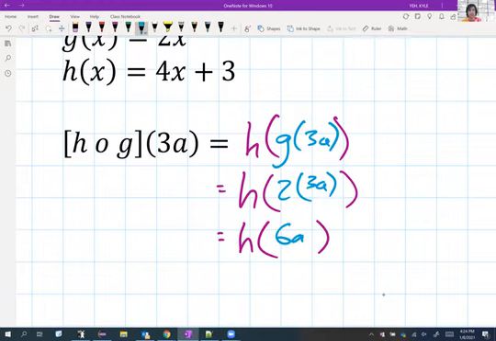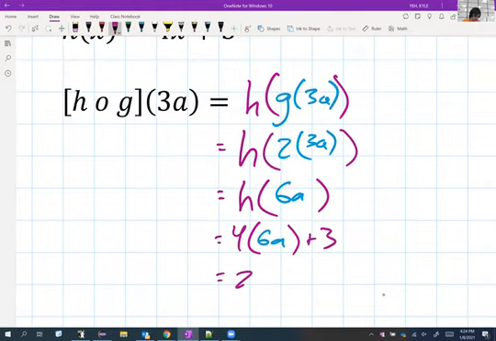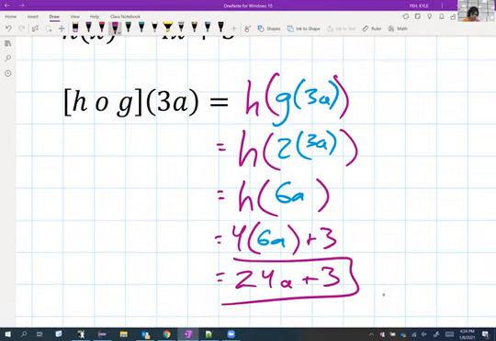And we can figure that out. Let's plug 6a into my h function. 4 times whatever I'm plugging in plus 3. So it looks like h of g of 3a will be 24a plus 3. And hopefully you see that it's nothing different really.